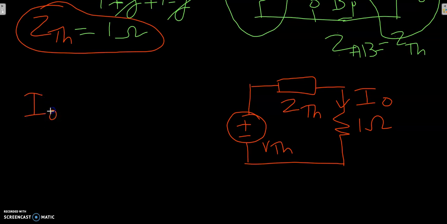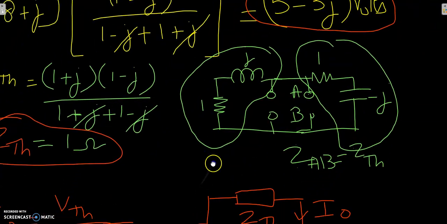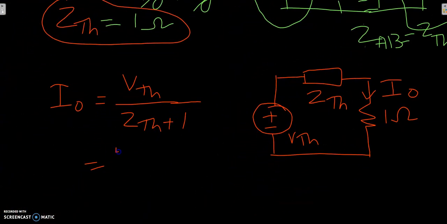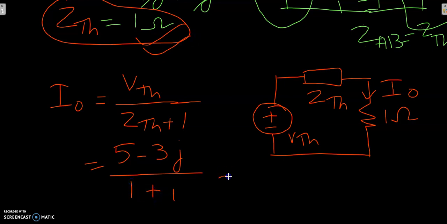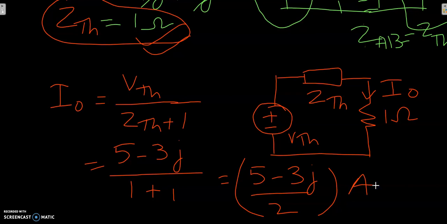So I naught would be equal to VTH divided by ZTH plus 1. VTH we have found, it is 5 minus 3j. So 5 minus 3j divided by ZTH, which is 1 ohm, 1 plus 1 is 2. So finally we get 5 minus 3j divided by 2 amperes. This is the current that will be flowing through the 1 ohm resistor. So we arrived at the same result which we got by the other methods.